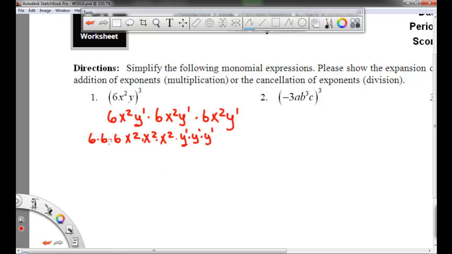Now the basic rule says that when I multiply like bases, I add the exponents. So this becomes 6 to the 3rd, because there's a 1 on each one of those. Then I have 2 plus 2 is 4, 4 plus 2 is 6, so that's x to the 6th. And for y, I have 1 plus 1 is 2, 2 plus 1 is 3, so y to the 3rd. The last thing I have to do is take out a calculator and take 6 to the 3rd power.